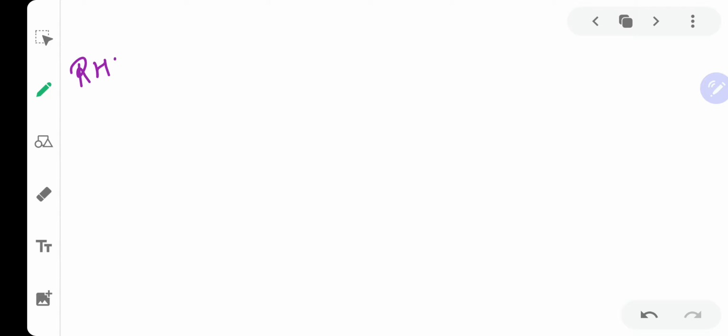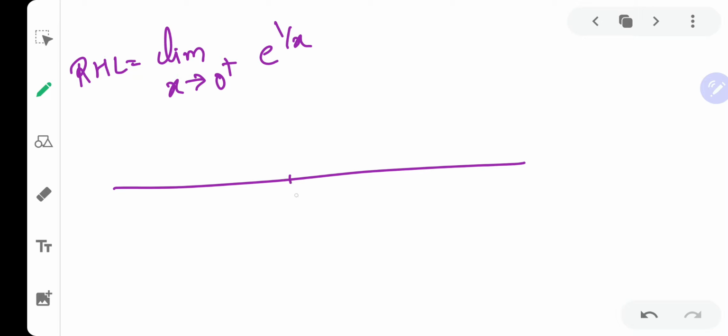RHL is the right hand limit, which is equal to limit x tends to 0 plus e raised to 1 by x. Now x tends to 0 plus means you are very close to 0 and you are approaching it from the right hand side. Let us draw a number line. You are approaching 0 from the right hand side. You are very close to 0, but you are a positive number and a very small number. Then what will happen? Let us see.